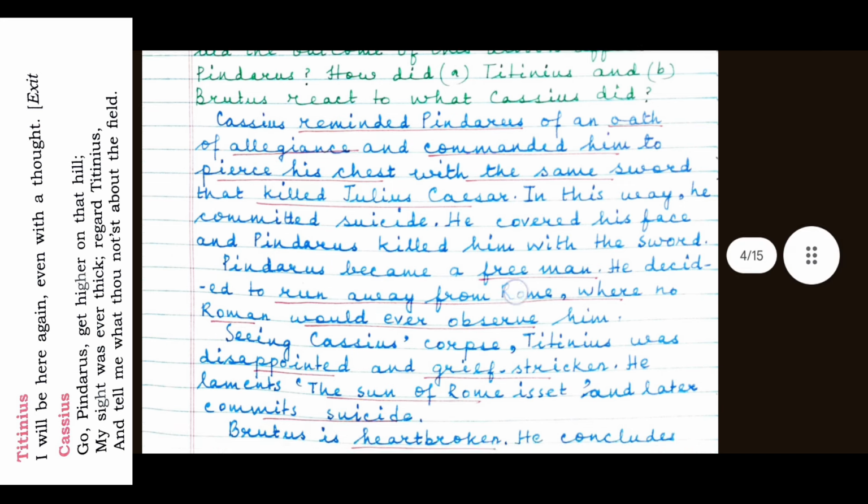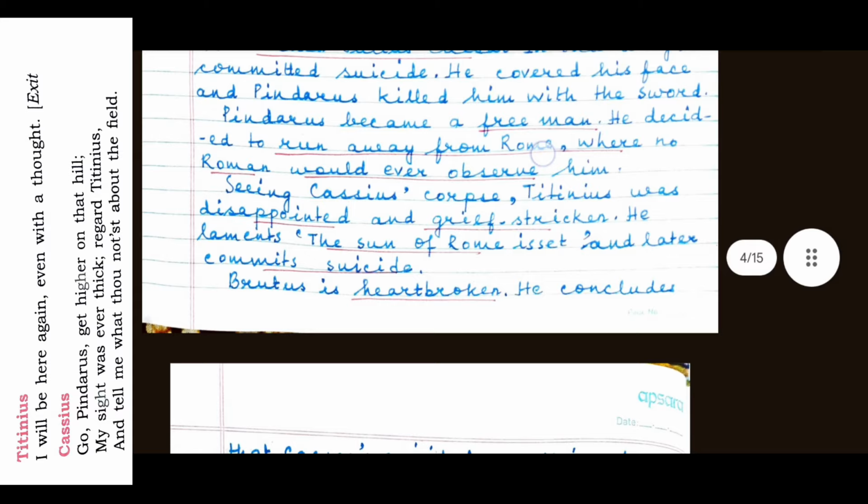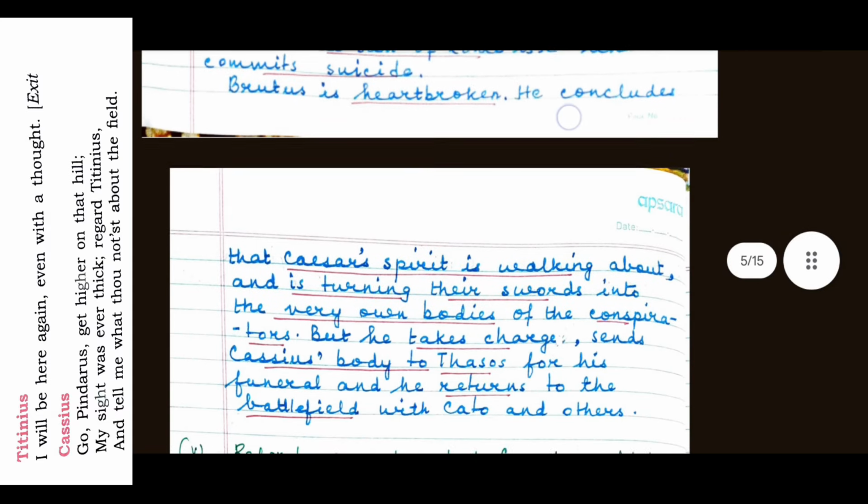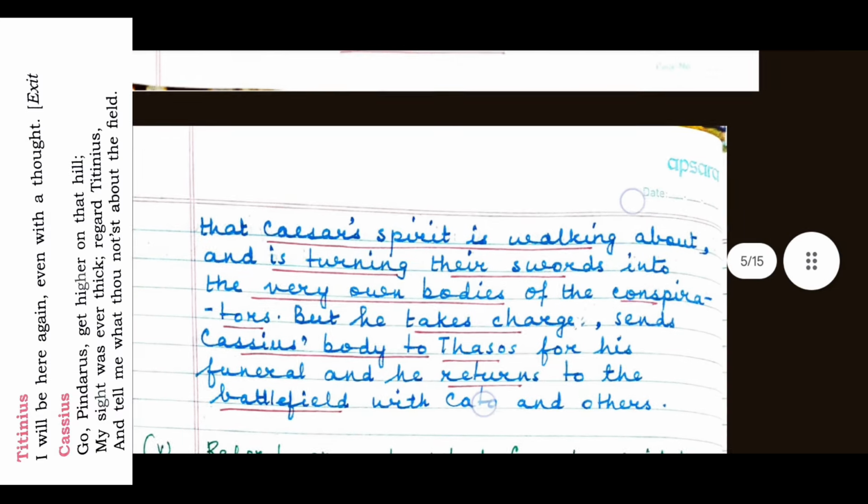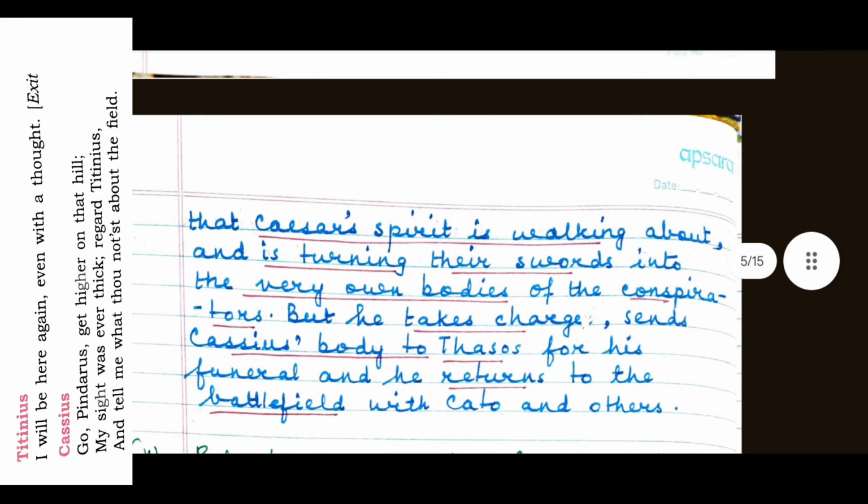Let's see. Brutus is heartbroken. He concludes that Caesar's spirit is walking about and is turning their swords into the very own bodies of the conspirators. But he takes charge, sends Cassius's body to Thassos for his funeral, and he returns to the battlefield with Cato and others. So he is grief-stricken, but he takes control.